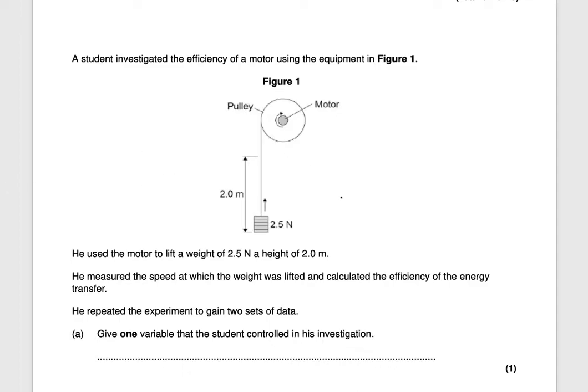So as you can see, we have the weight here and we have the distance over here. And we're calculating the efficiency of the energy transfer. And the control variables, the distance from the motor and the weight must be the same. So what you could have had, the height has to be the same. The height of 2 meters has to be the same. That's something that needs to be kept constant. That would get you 1 mark.